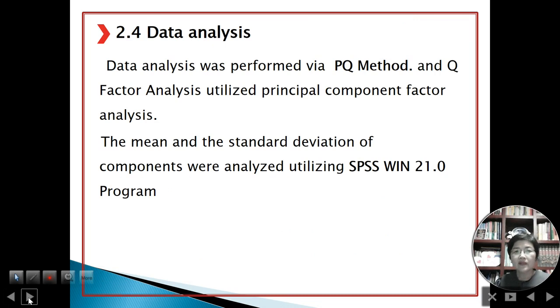Data analysis was performed by PQ method, and the Q factor analysis utilized principal component factor analysis. The mean and the standard deviation of a component were analyzed utilizing the SPSS-Win21.0 program.